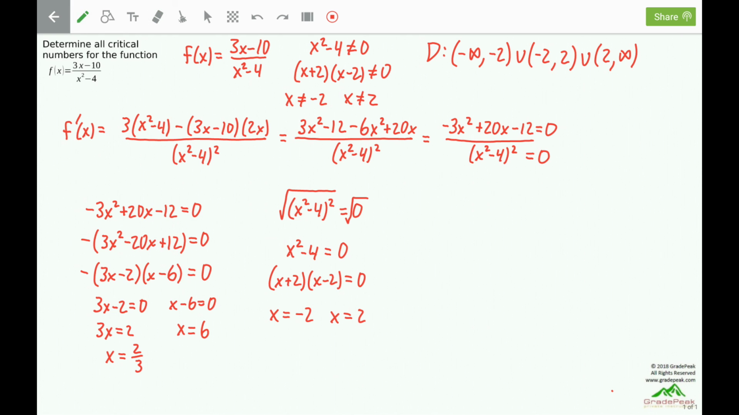We now check to see whether these are in the domain or not. To be critical numbers, they have to be in the domain of the function, which is all real numbers except for negative 2 and positive 2. So the first one, 2/3, is a real number, and it's not a negative 2 or positive 2. Likewise with x equals 6, real number, not a negative 2 or positive 2. And then the negative 2 and the positive 2 are not in the domain, so we can cross those out. And there are the two critical numbers for the function, x equals 2/3 and x equals 6.